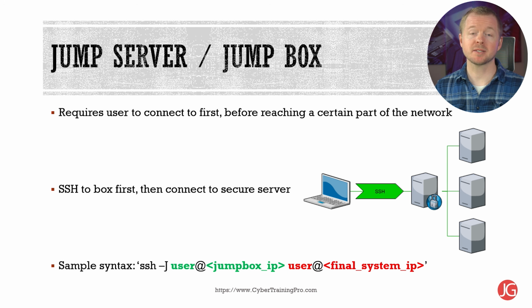Jump servers or jump boxes are a hardened system that requires somebody to connect to it first before reaching a certain part of the network. For example, you might have a user that needs to SSH into a jump server before connecting to a database server, which only allows connections from that jump box. On the screen, you can see a sample command to use a jump box.